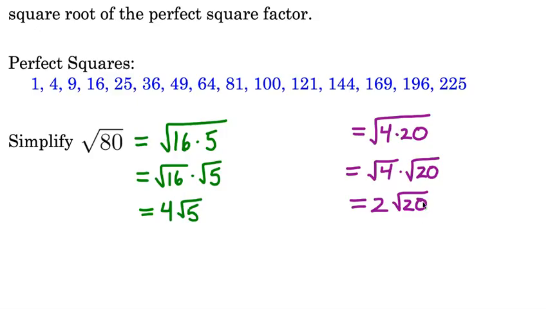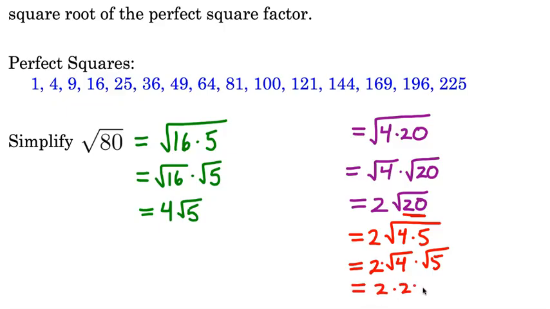Clearly, these two answers are not the same, but if we focus in on the 20 for a moment, 20 can be simplified further because 20 has a factor that is a perfect square. So if we redo the process one more time, so now we have 2 times the square root of 4 times 5, 2 times the square root of 4 times the square root of 5, and then we would have 2 times 2 times the square root of 5, which would equal 4 square root of 5.